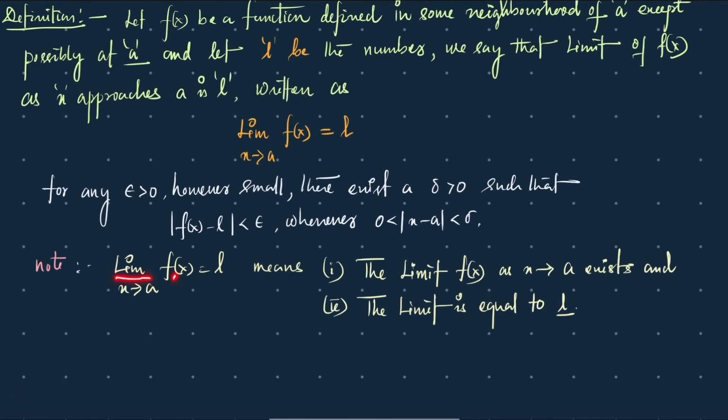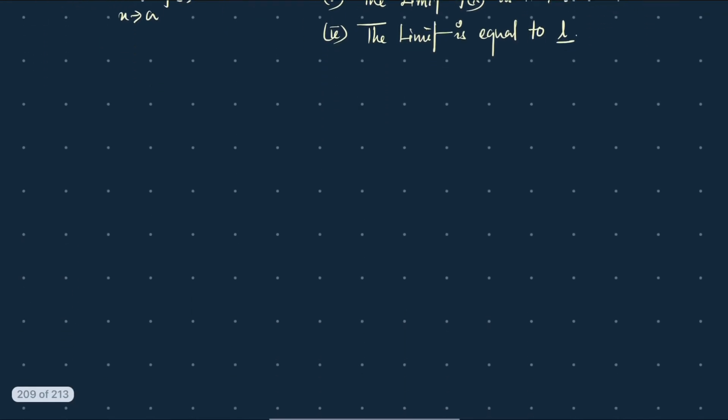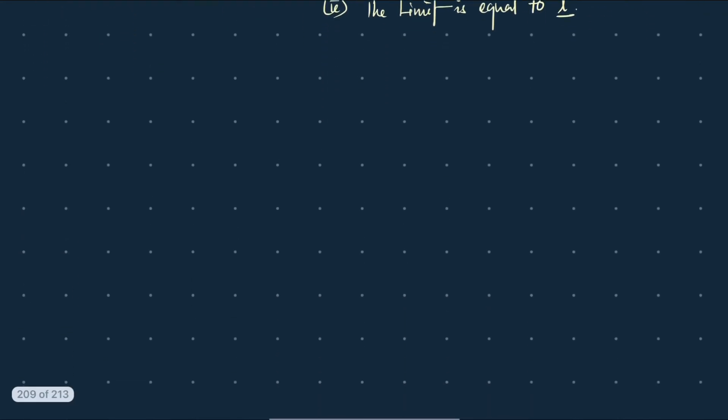The limit of f of x is L whenever x approaches a. It means the limit of f of x as x approaches a exists and the limit is equal to L. Okay. Now I am going to solve one problem so that you can understand properly. Here one example is given.